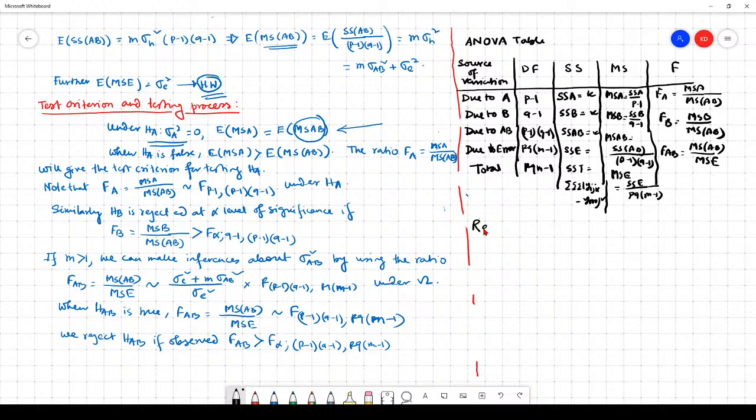Remark. In our model, sigma a square, sigma b square, sigma ab square, sigma square are unknown.